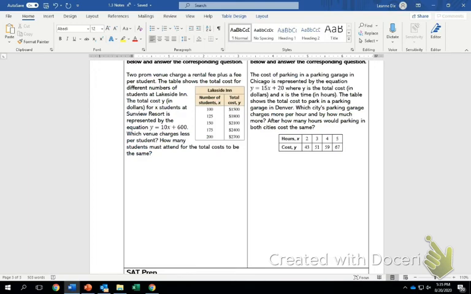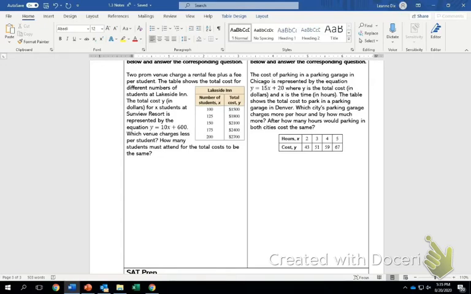All right, so let's compare two equations at the same time now. Example 3.1 on the left-hand side says 2 prom venues charge a rental fee plus a fee per student. The table shows the total cost for different numbers of students at the Lakeside Inn, while the total cost y in dollars for x students in Sunview Resort is represented by the equation y equals 10x plus 600. Which venue charges less per student?